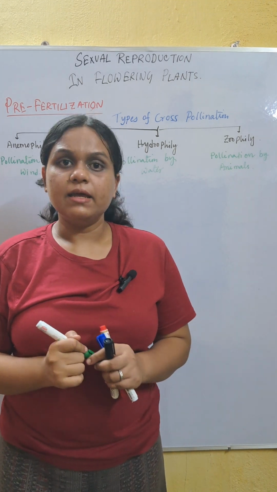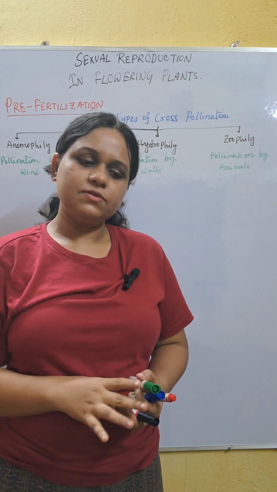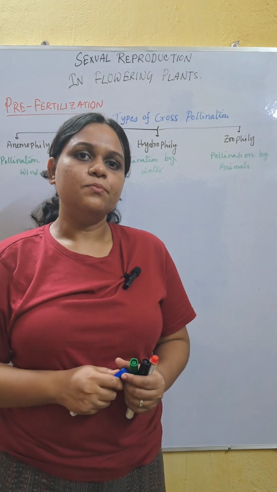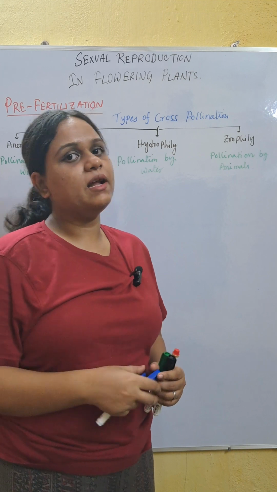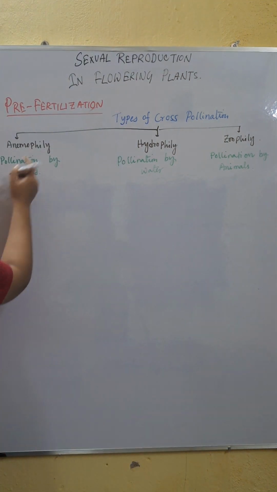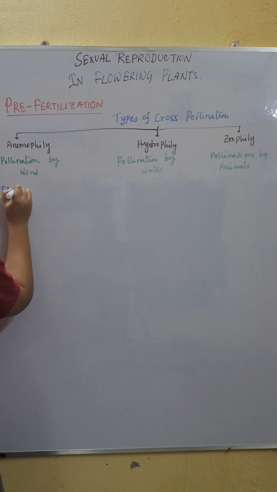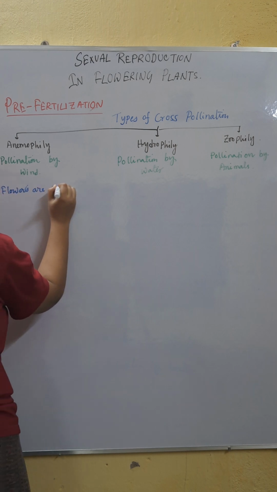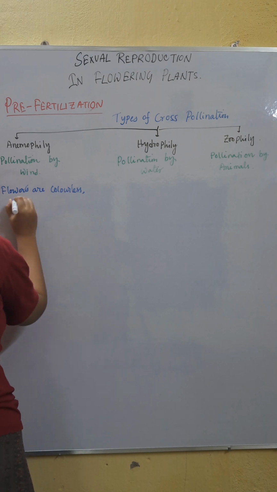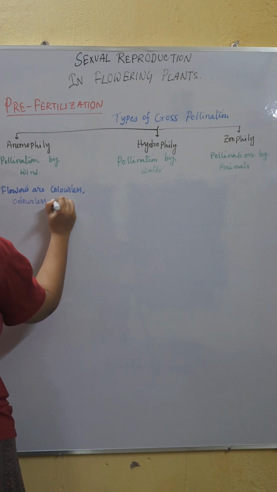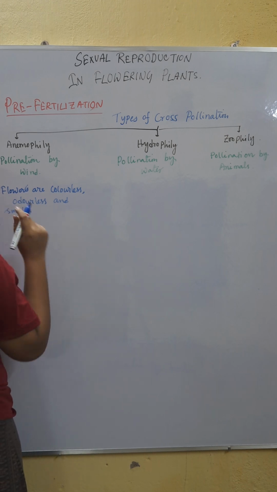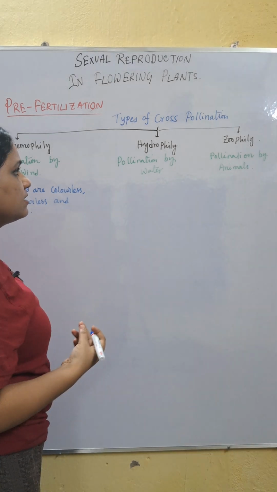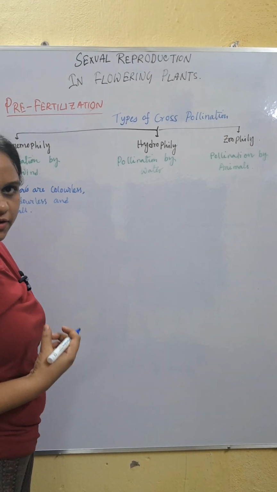So the agents are different in the three types, as well as the characteristics. Both anemophily and hydrophily have some similar characteristics. For example, in case of anemophily, the flowers are colorless, odorless, and small. In case of a biotic pollinator, nectar is required. The type of pollination that requires a nectar gland or the sweet smell of a flower is zoophily.